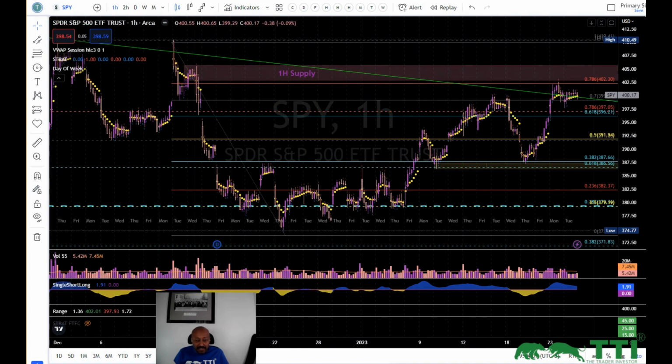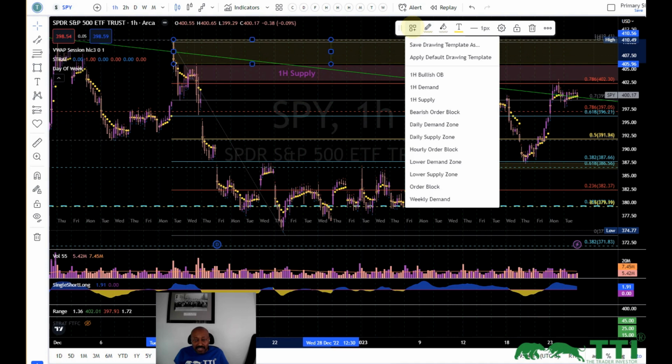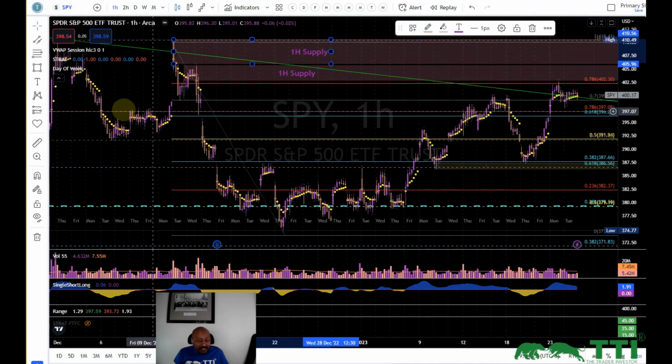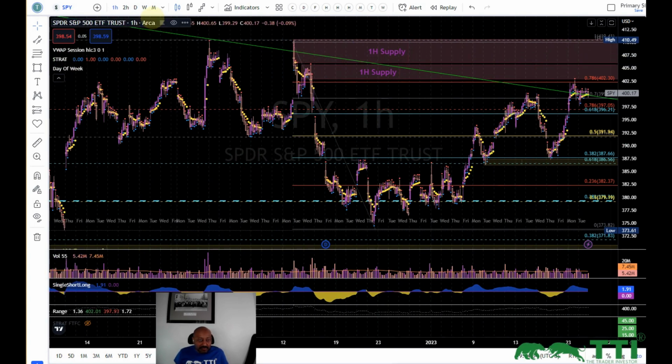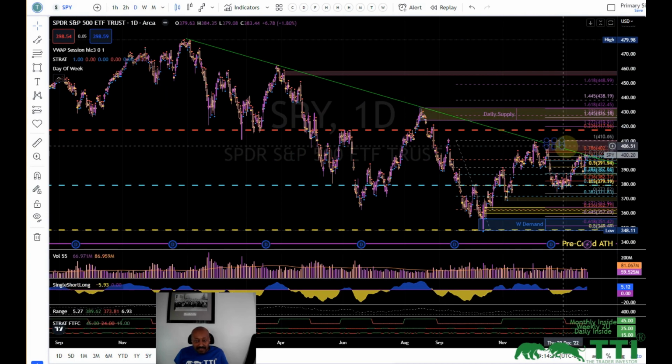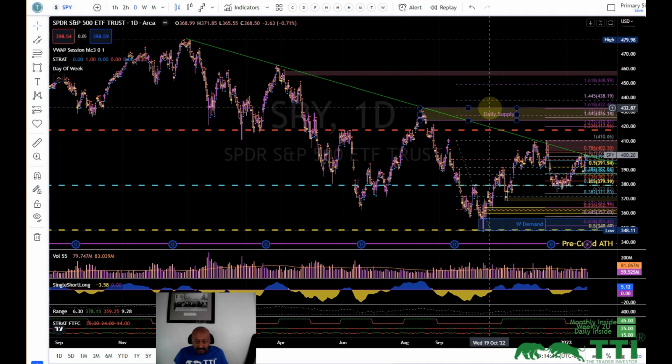Now we just have to be concerned. We have a supply zone up here. Technically, we have this whole area here as an additional supply zone. Normally, I don't like to stack them on top of each other like this, but you have this as well. So this whole range could be an area where we struggle to get through, because once we get through this range, which is here, then the next thing that will stop us is up here in the 420 to 430 change area, this daily supply zone that we have up here.